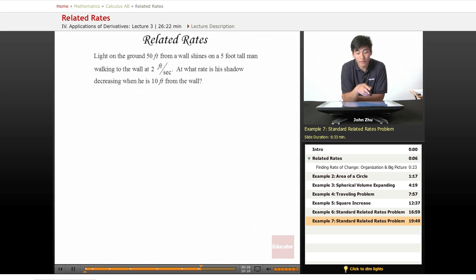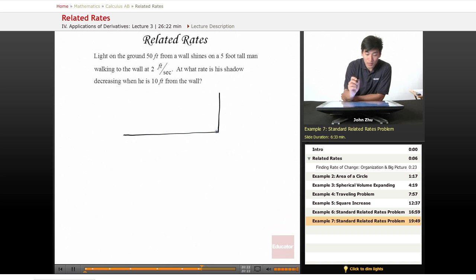Light on the ground 50 feet from a wall. So we're going to have a wall, and we're going to have the ground. So 50 feet from a wall shines on a 5-foot tall man walking to the wall at 2 feet per second. At what rate is his shadow decreasing when he is 10 feet from the wall? Okay, so light on the ground 50 feet from a wall.